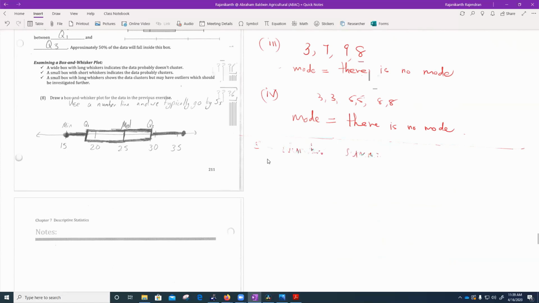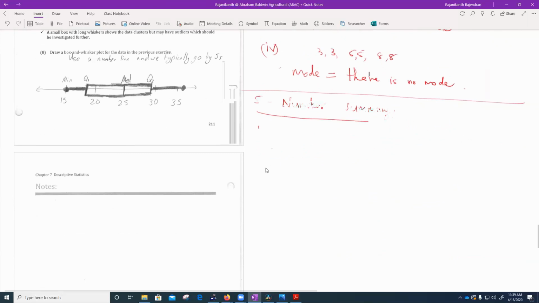So if you are given a data set, it is always possible to find 5 numbers. What are those numbers? We call them min, Q1, Q2, Q3, and max. Finding the minimum and maximum is not hard. We know how to find the smallest and highest value among the data values. But look at these three.